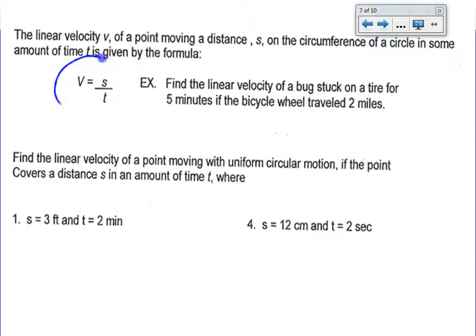This formula, remember, is linear velocity. We already learned this on the last set of notes. We actually already did this. Oh no, it's similar to the problem we did. We're a bug stuck on a tire, and in 5 minutes we traveled 2 miles. So his linear velocity, remember, would be arc length, which is the 2 miles, divided by time, which is 5 minutes, and we end up with 0.4 miles per minute.